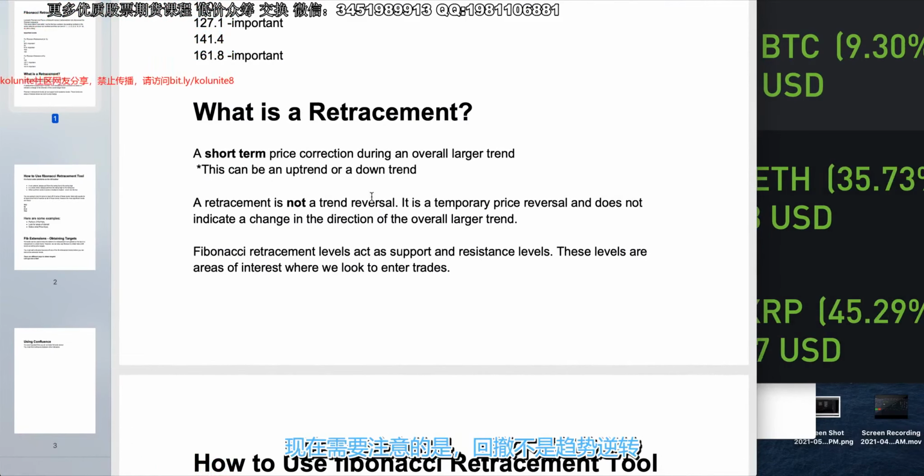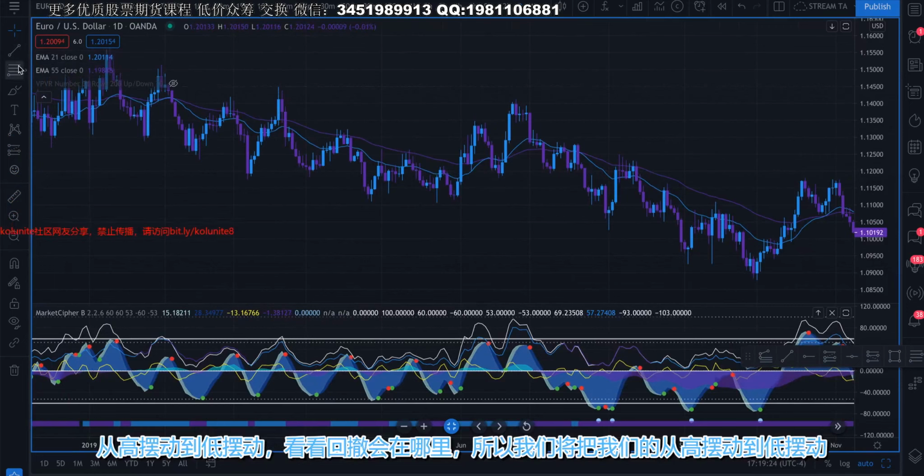In a downtrend, and crypto doesn't have a lot of downtrends, so I'm going to have to go to a forex chart here and show you a downtrend, because we have a lot of downtrends in forex. So right here we're in a clear downtrend, and what we can do is take our fib from the swing high to the swing low and see where the retracement will be.